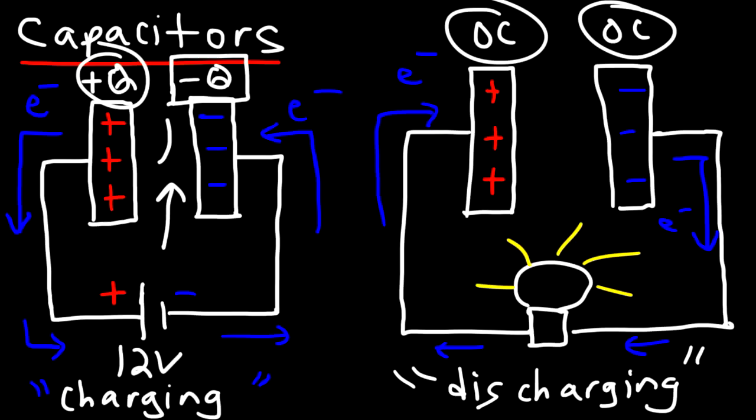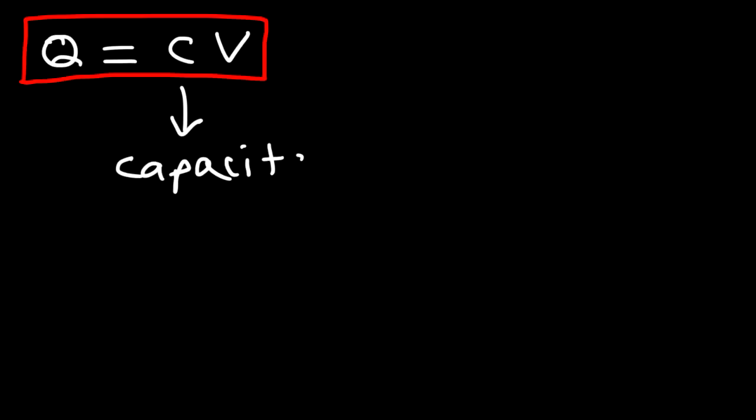Now let's focus on Q, the charge stored on a capacitor. Here's a formula that you need to be familiar with. Q is equal to CV. Q represents the electric charge stored in a capacitor. C is the capacitance, which is unique to each capacitor, and V represents the voltage across the capacitor.